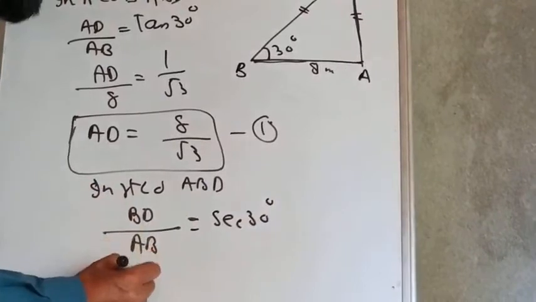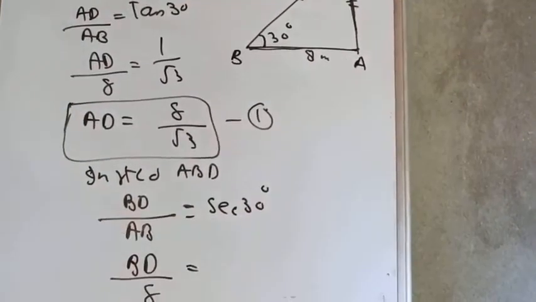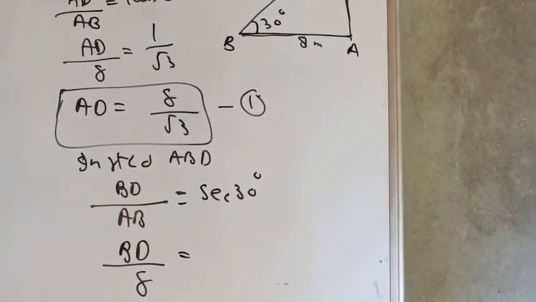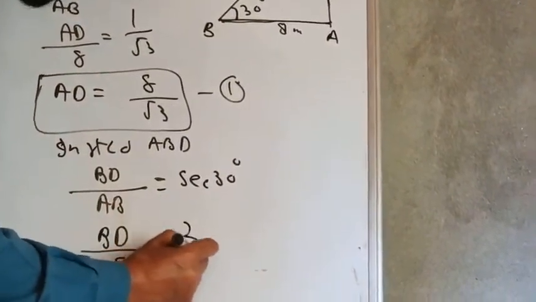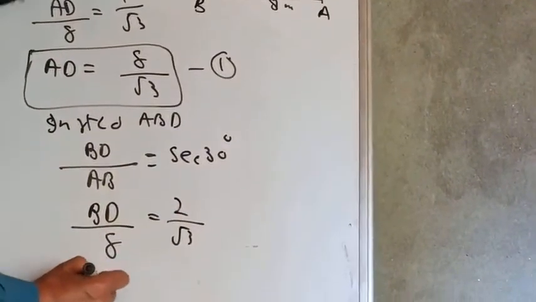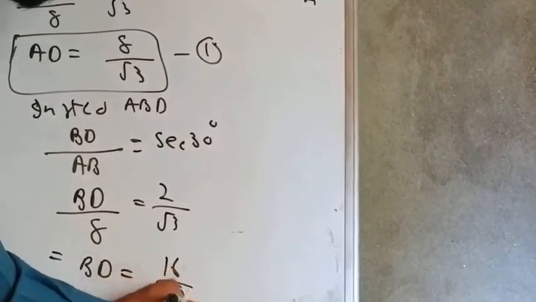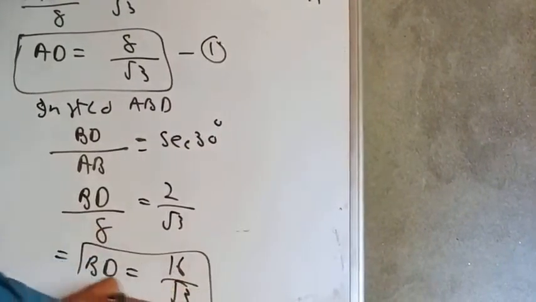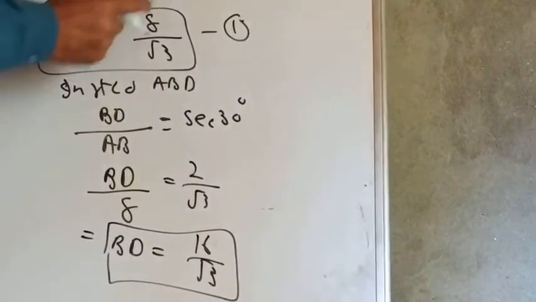So BD is what we require. BD by AB, with AB being 8, is equal to sec 30. What is sec 30? It is 2 by under root 3. So BD is equal to, 2 eights are 16, 16 by under root 3. This is your BD.